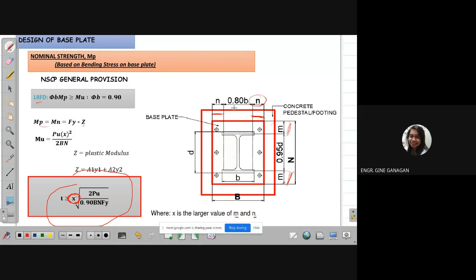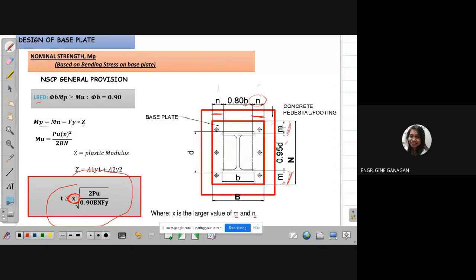Diba? Pag minus ka lang dyan. O, diba? Yung b nung ating base plate minus 0.8 times b. Yung b na ito, small b, is the dimension ng ating column. And yung b, yan yung depth ng ating column, yung section column natin. Okay? So, minus 0.8 multiply by b over 2. Kasi dalawa. Merong isa dito, merong isa dito. Yan. Pagkuha ng value ng n.